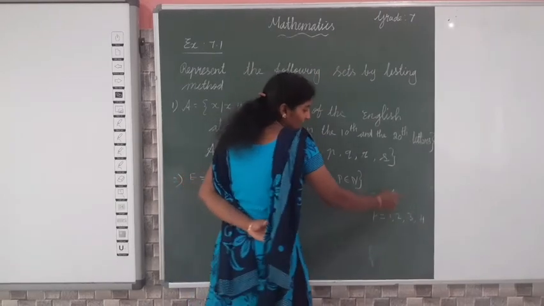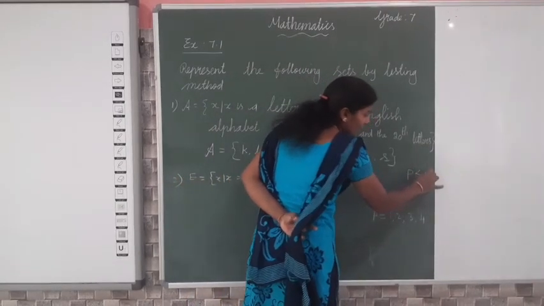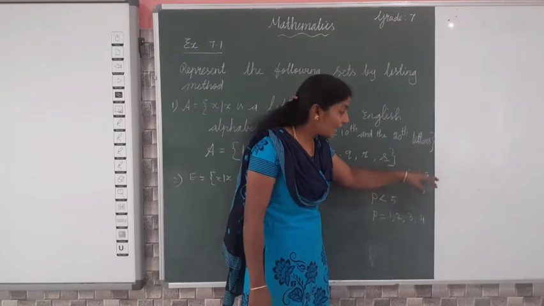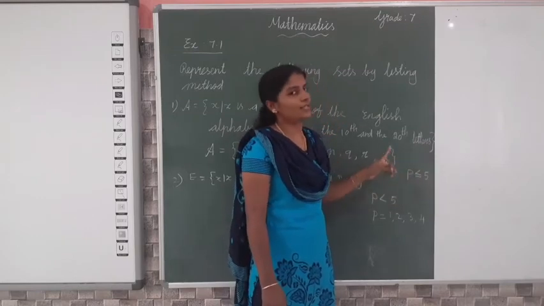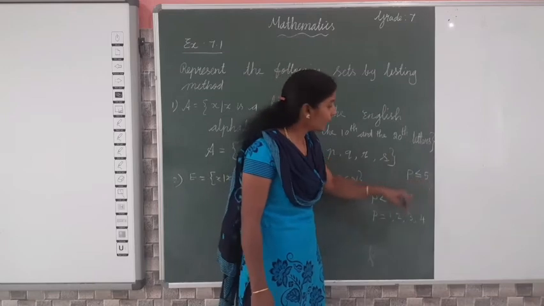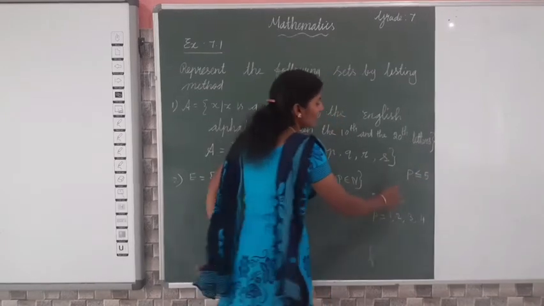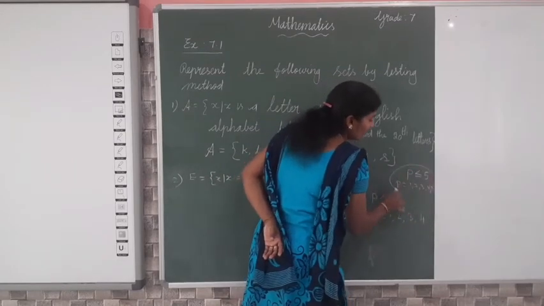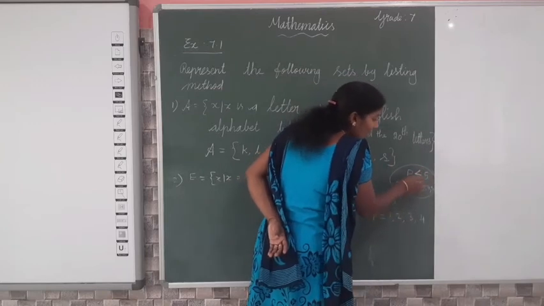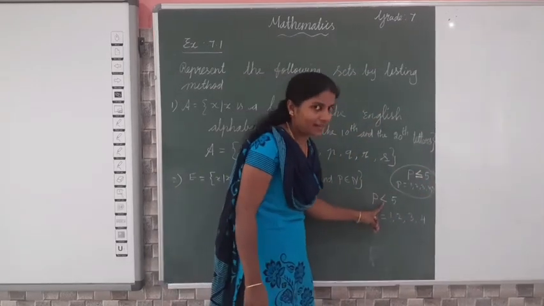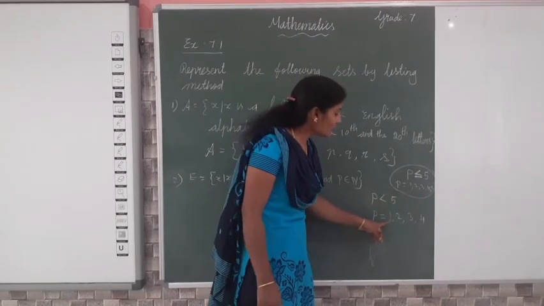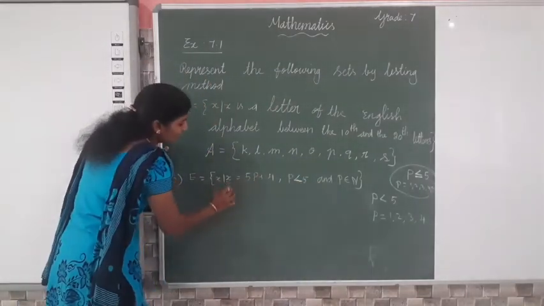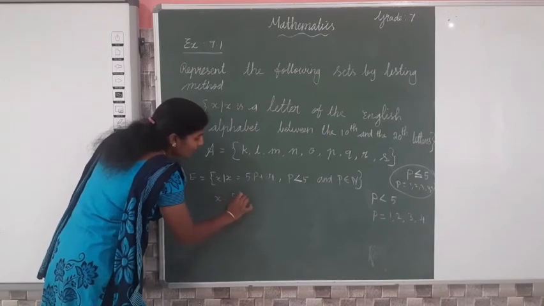Suppose here P less than or equal to 5. What's the meaning? 5 and below 5. We can include 5 also. So what is the value? 1, 2, 3, 4, 5. 5 also we can include, because here it is less than or equal. Here it is only less than, so we can take below 5, that is 1, 2, 3, 4. Clear about this?